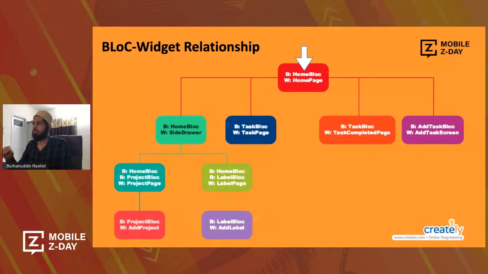Now this home block which we have created on the parent can be passed down to the side drawer, or it can also be passed down to the new project page and label page. Same thing here. We created a label block and project block here. We can pass them down to add project or add label. So this is how the whole widget relationship has been defined.